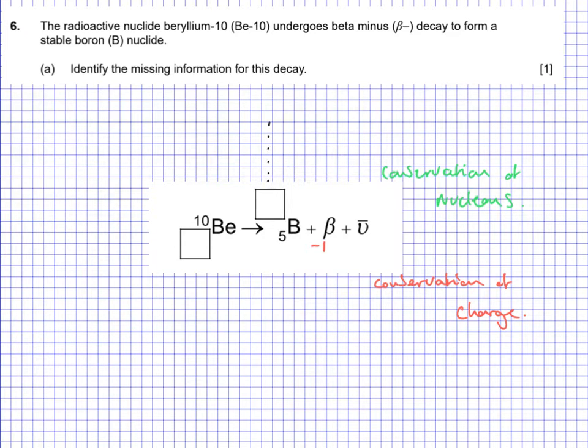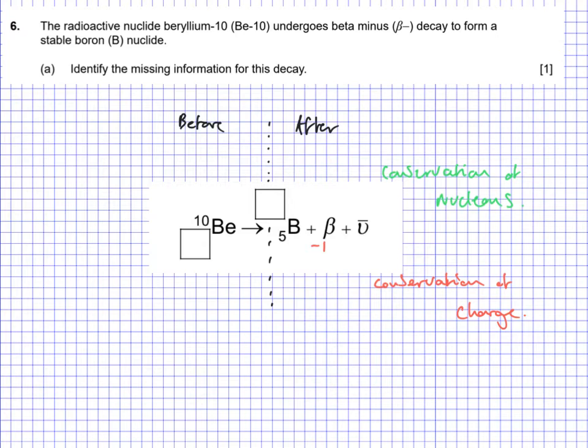So whatever's on the before, that's before, this is after. We can't have charge just appearing or disappearing, and we can't have nucleons appearing or disappearing. So let's take a look at the nucleons first of all. We need to keep track of them.